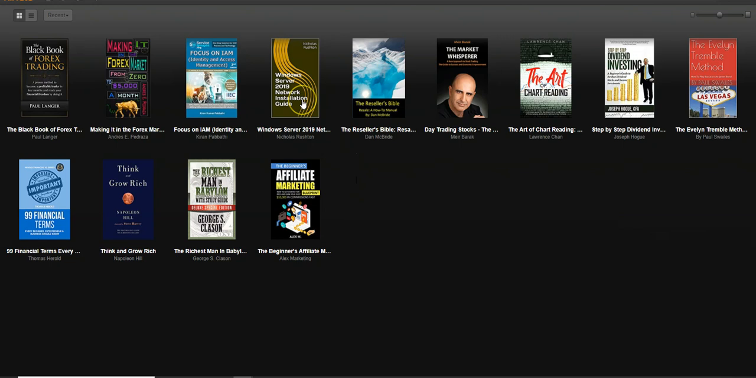These two books are here because I'm an IT person. And the Reseller's Bible is because I also have an eBay store. And this is for Amazon Cloud Services. And this is a good one for stocks. Yeah. All right. So I want everyone to have a blessed week.